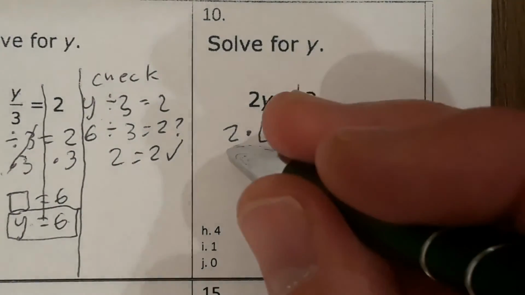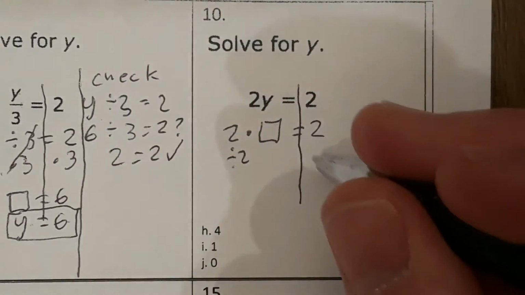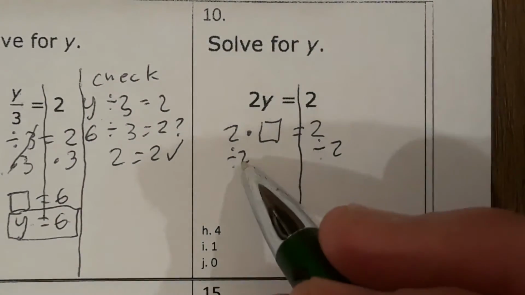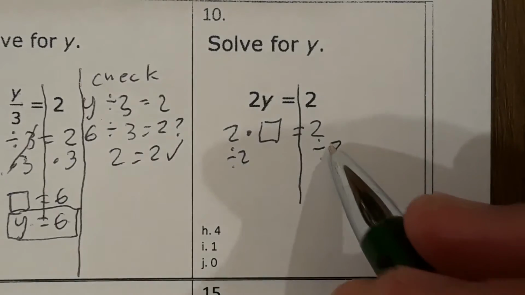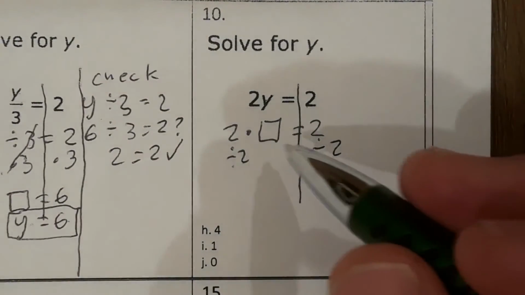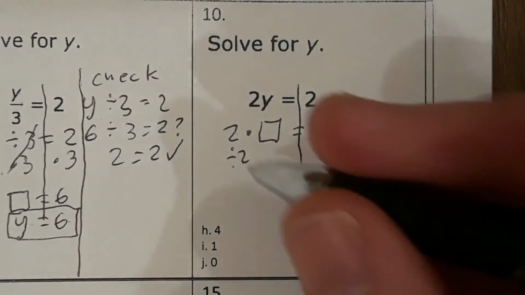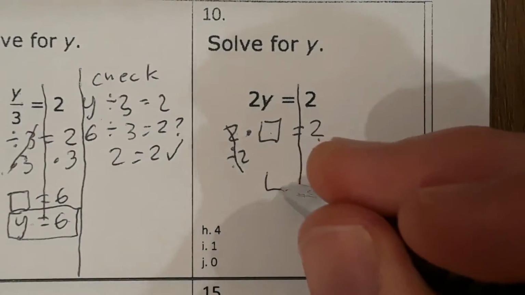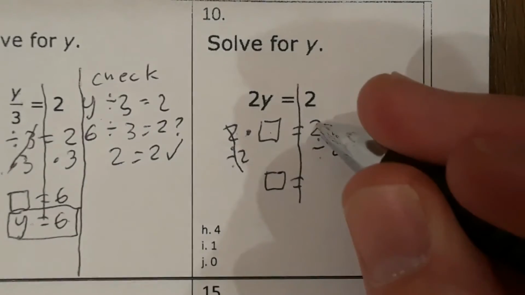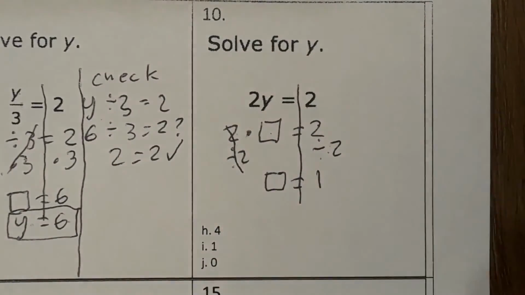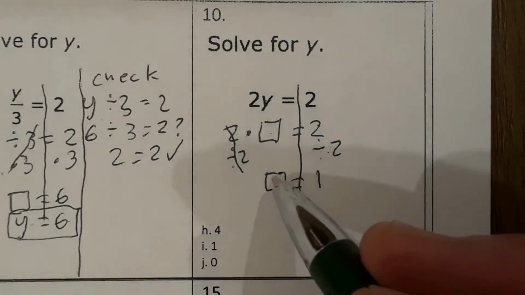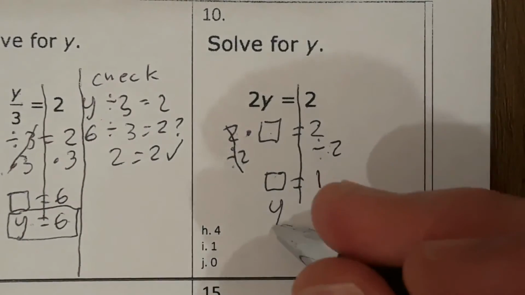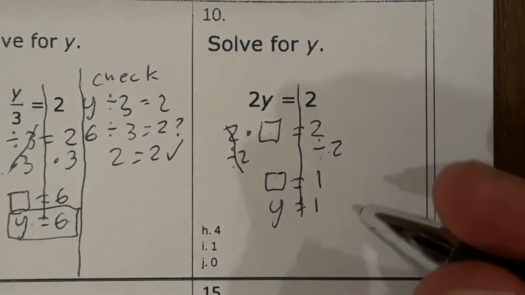Opposite of multiplying is divide by 2. Divide by 2. Remember, whatever you do to one side, you must change the other side as well. So 2 divide 2 cancels out to 1, but 1 times the box is just the box. Equals 2 divide 2 is 1. But the box represented the y, so y equals 1.